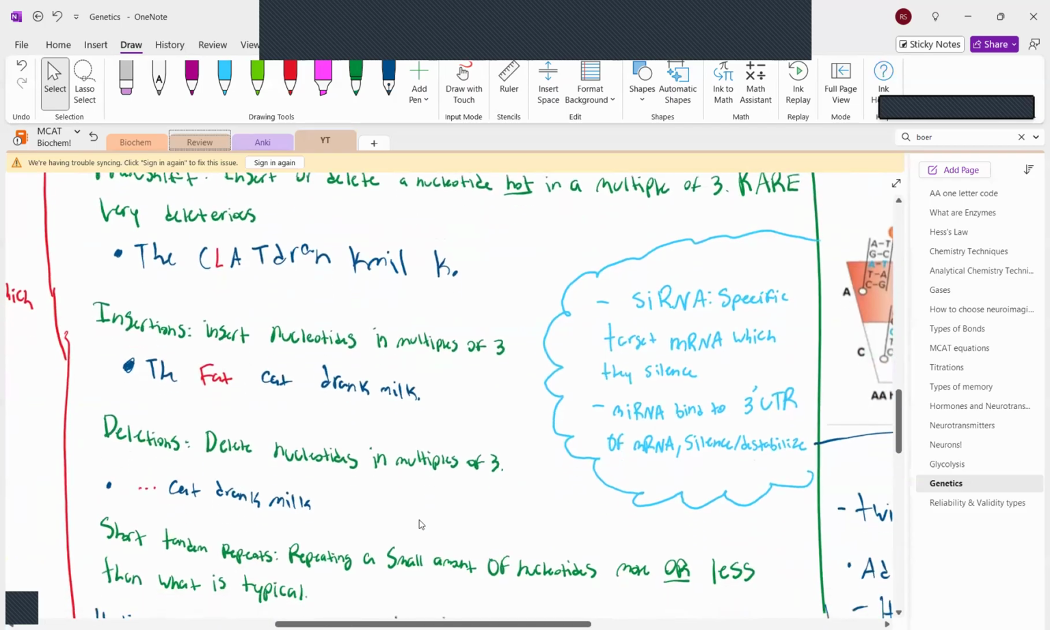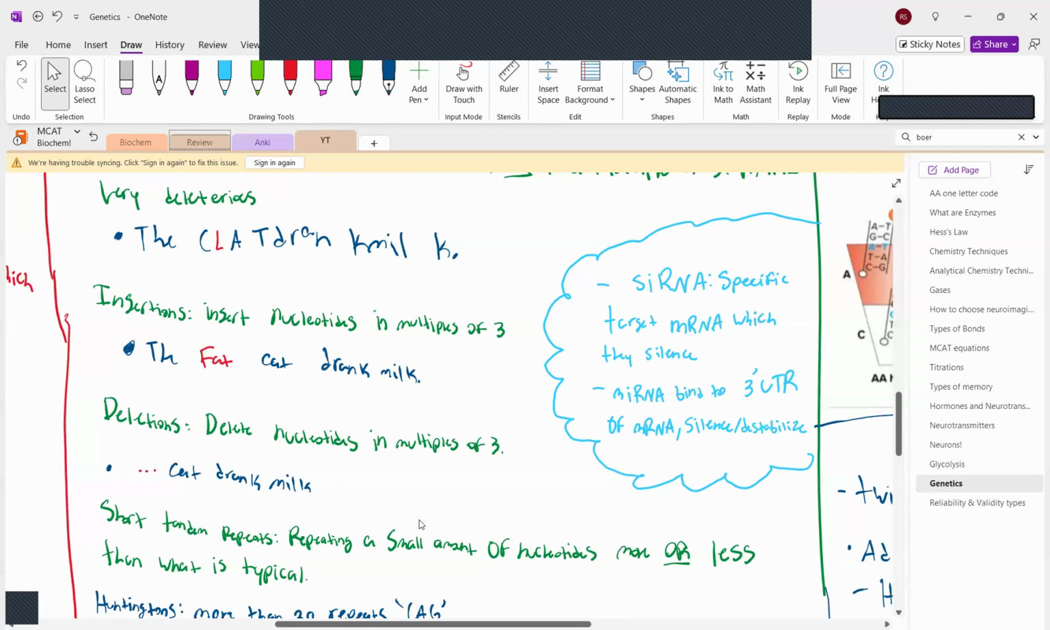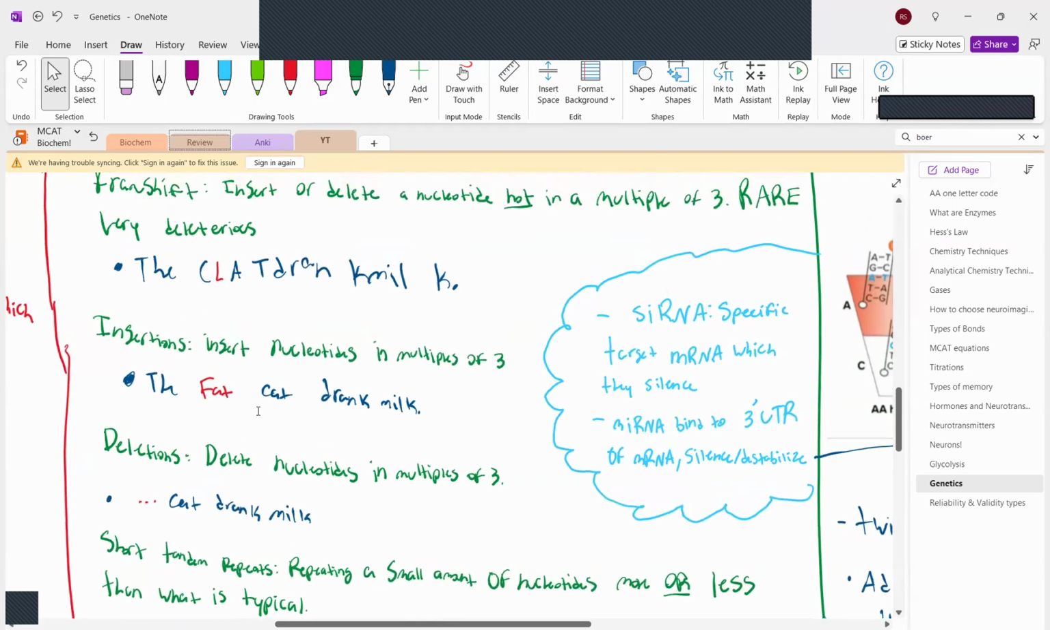And then I have insertions, which is where you insert nucleotides in multiples of 3. You can still make sense of the series of words, but it may not make a ton of sense. So if I have "the fat cat drank milk," it's just something extra. It could be loss of function, and it could also be gain of function too.